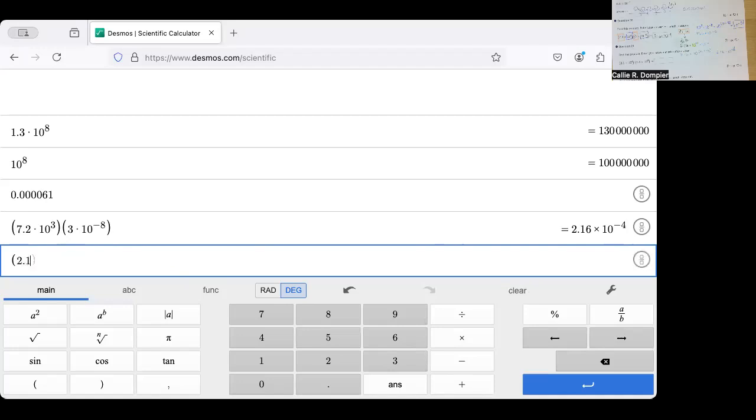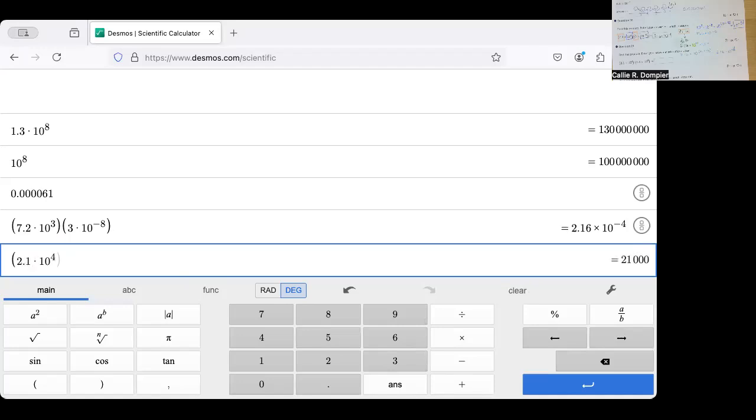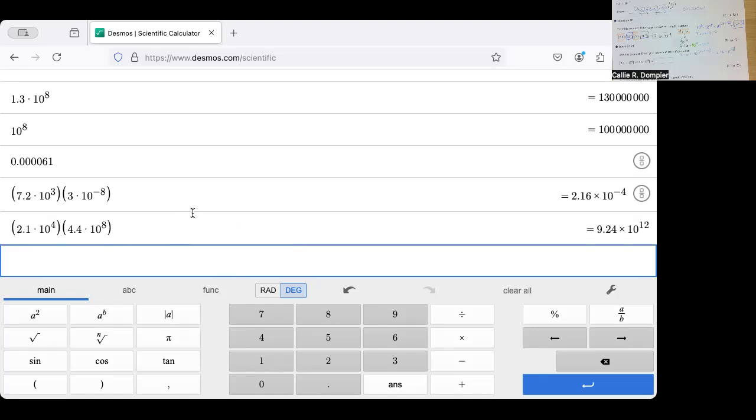Our next question is 2.1 times 10 to the fourth times 4.4 times 10 to the eighth. This is for question 21. And it's going to give us 9.24 times 10 to the 12th.